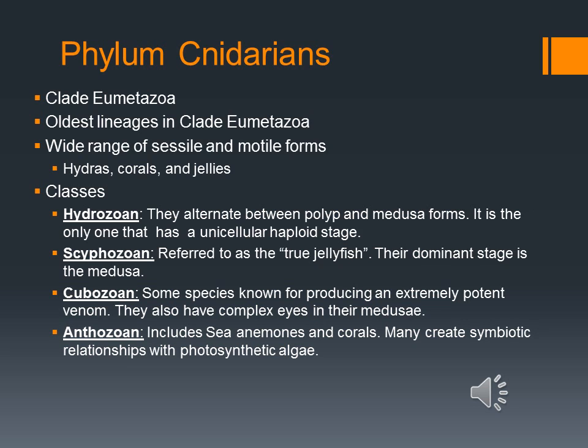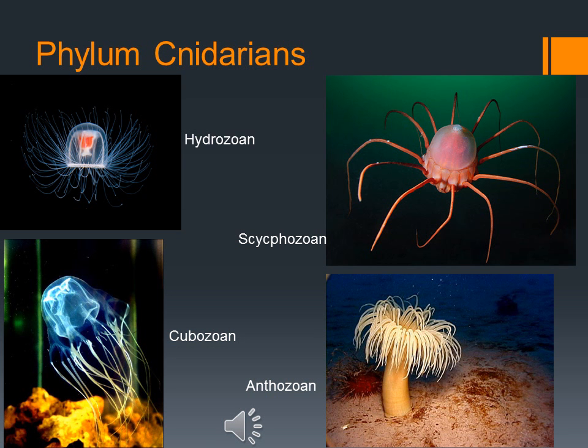They create symbiotic relationships with photosynthetic algae. Here are a few examples of the different types of cnidarians.